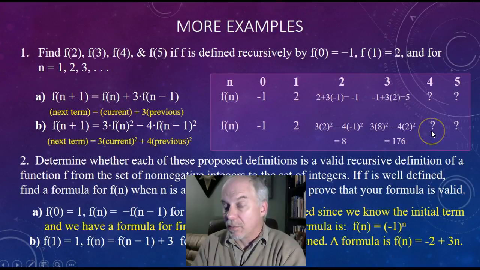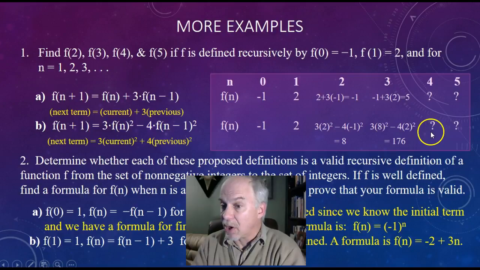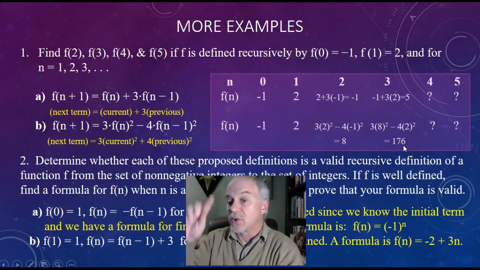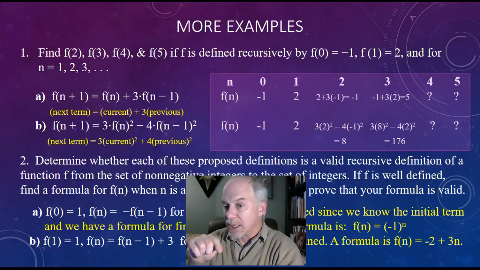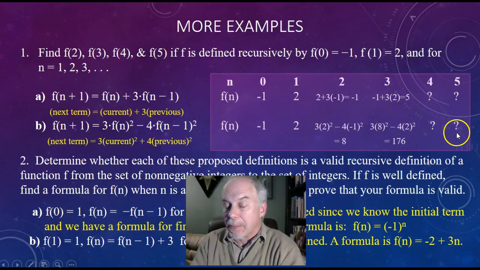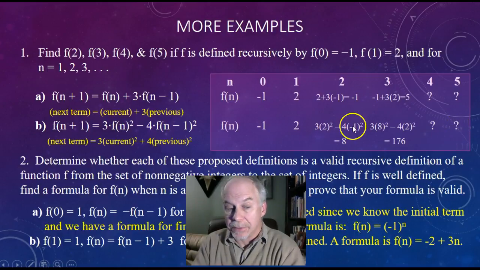Now it's going to get pretty big. Actually, no, I'm sorry, very big, because you're going to go 3 times the current term, which is 176 squared. So we have to go 3 times 176 squared minus 4 times 8 squared. So it's going to be a pretty big number. I'm not going to figure that out in the video, but you can. But then the fifth one would be very, very large.